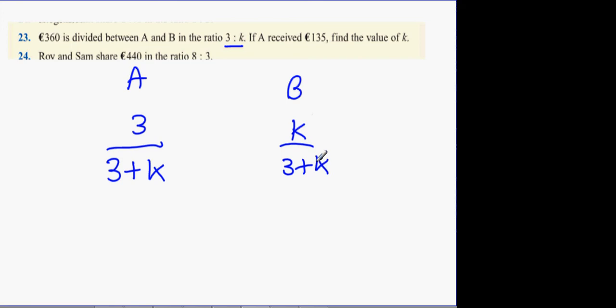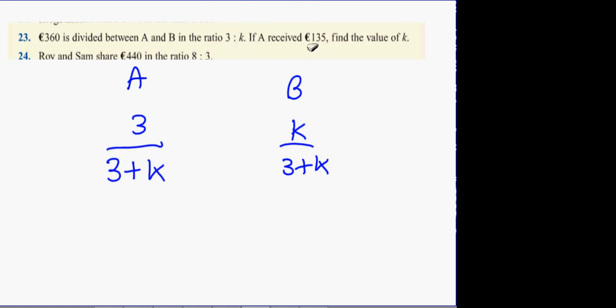Now if you're confused by this, it's the same thing as if K was 4. If K was 4, and you add them together, you'd get 7. The first one would be 3 over 7, and the second would be 4 over 7. You're actually doing the same thing. But unfortunately for us, it's not 7, it's 3 plus K, and it's not 4, it's the letter K.